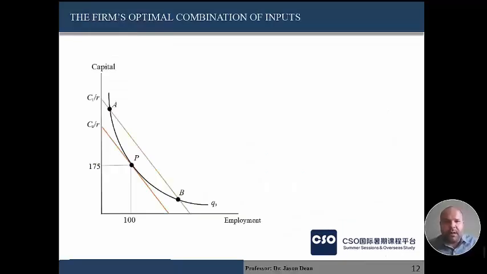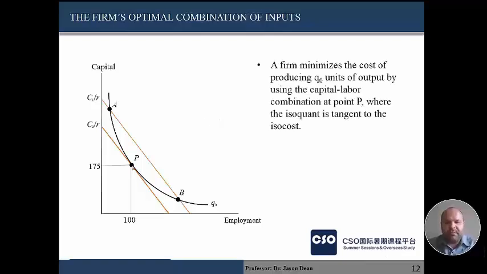Okay, so now let's talk about the firm's optimal combination of inputs. We're putting together here the isoquant and the ISO cost lines, and we're going to say that P is the optimum point. Think of a firm. It's going to choose a quantity that it wants to produce that would maximize its profit. That would be, in this case, Q0. And it wants to produce that with minimum cost.